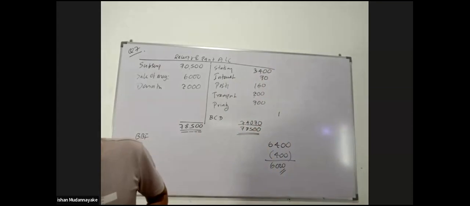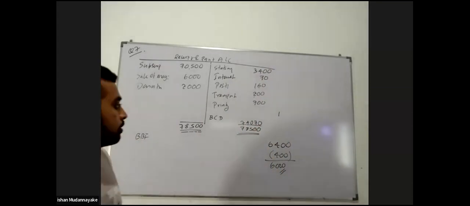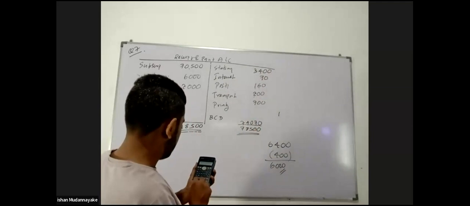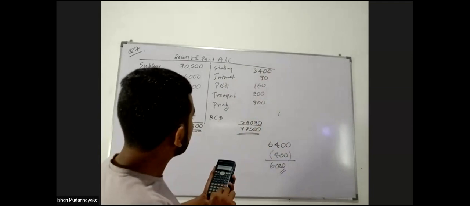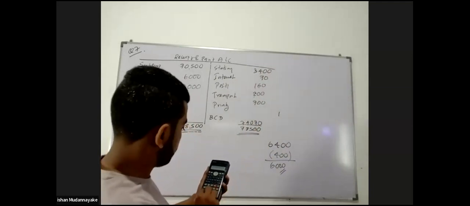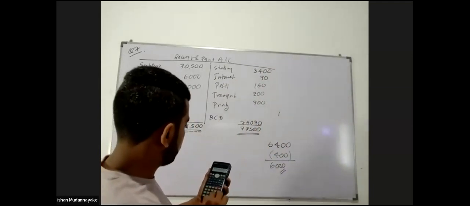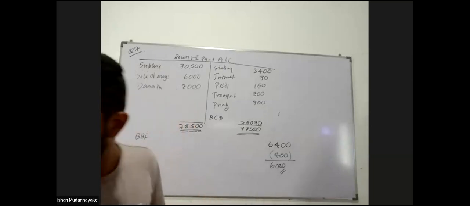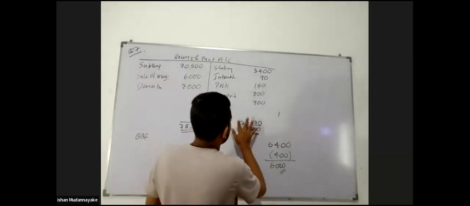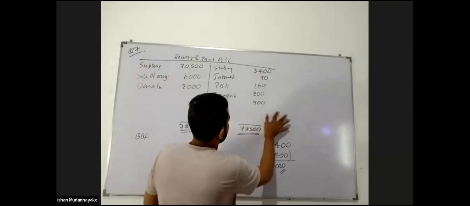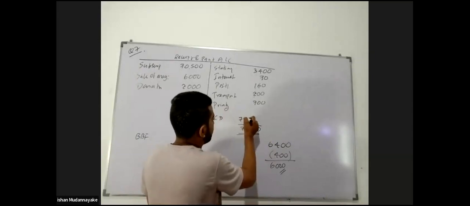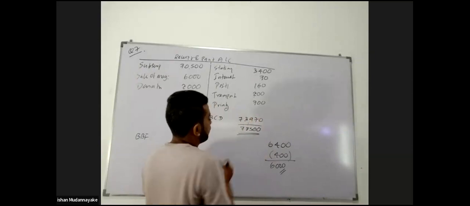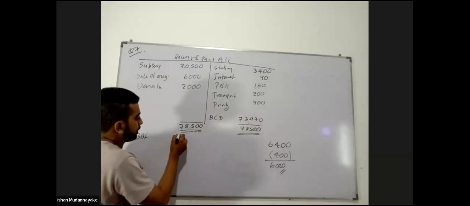73, closing cash balance. Seventy and seventy. Right, closing cash balance 73.97. Balance carrying down, balance brought forward 73.97.